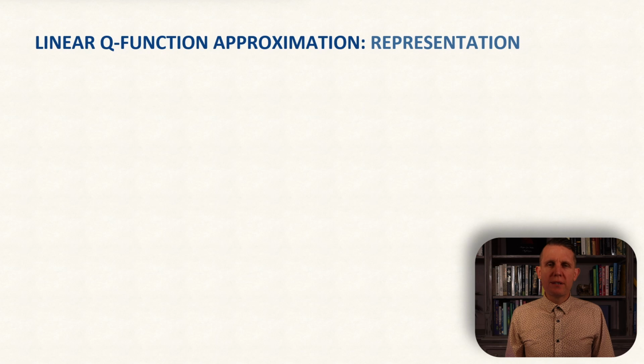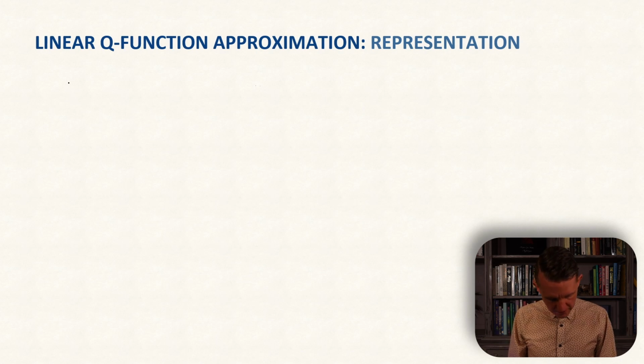So first we're going to look at linear Q function approximation and how to represent Q functions using a linear combination of weights and features. The intuition in linear Q function approximation is that we no longer store the value of state action pairs, we store the weights of features in our environment, and we learn those weights using reinforcement learning. This has two main concepts.